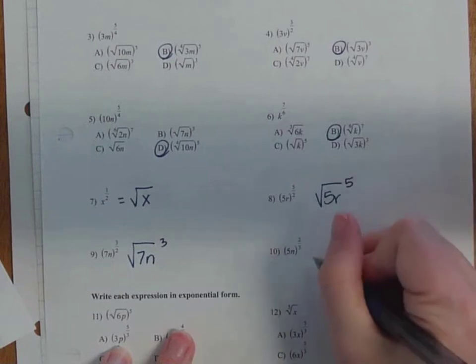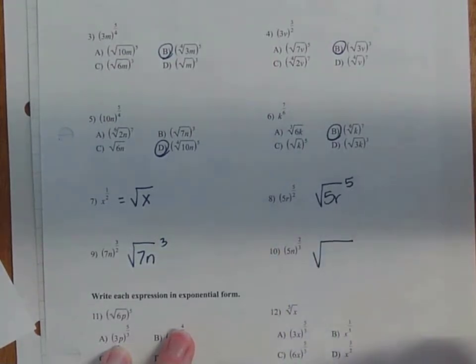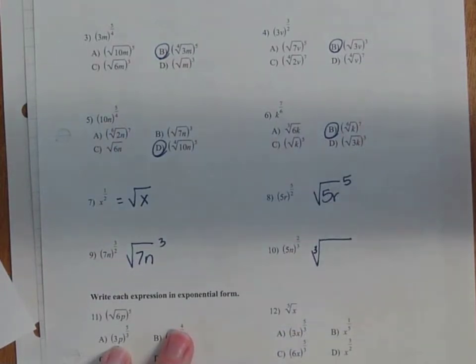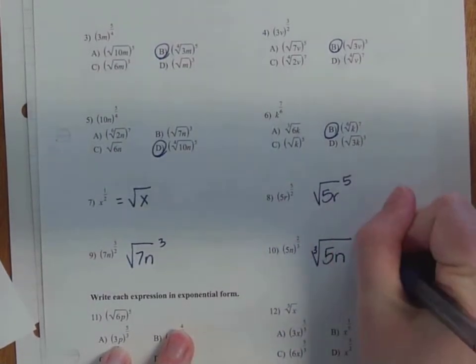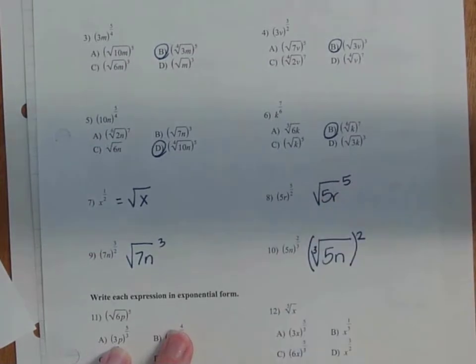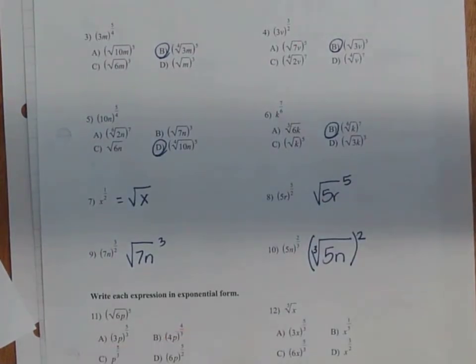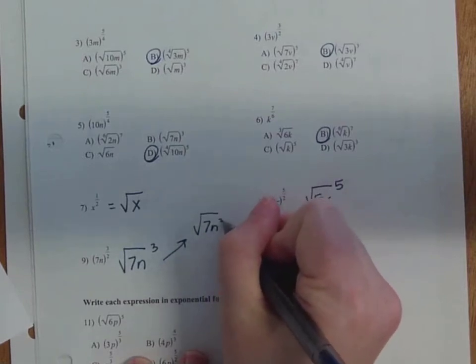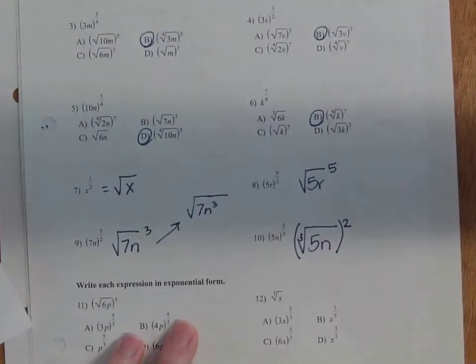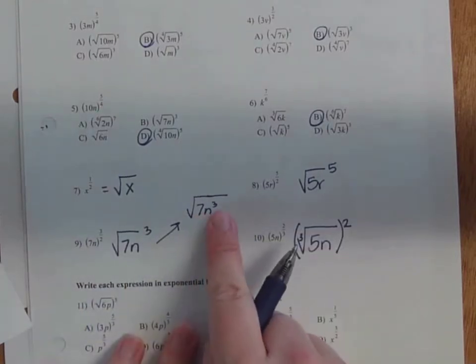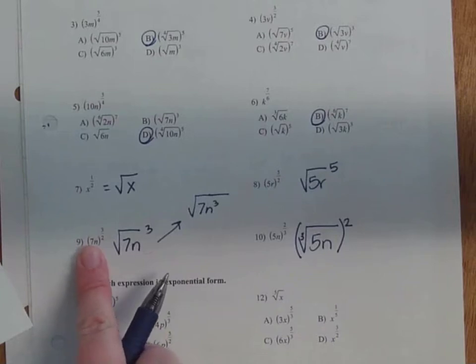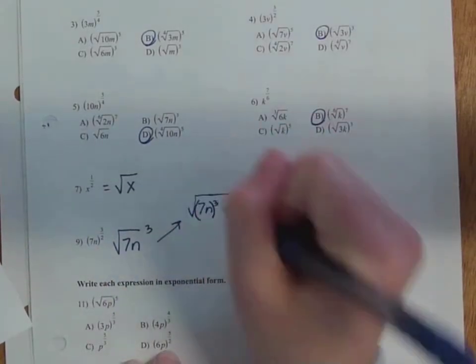And number 10. It's not the square root, it is the cubed root, or the third root of 5n. Now, something I want to ask: could you write this problem like this, square root of 7n cubed? No, you cannot. Because this 7 is not getting this power of 3 right here, but is it getting the power of 3 here? So you need parentheses if you choose to do that.